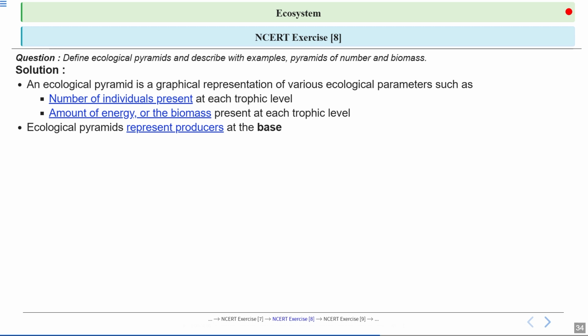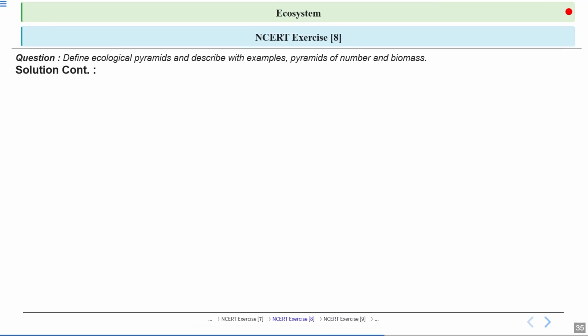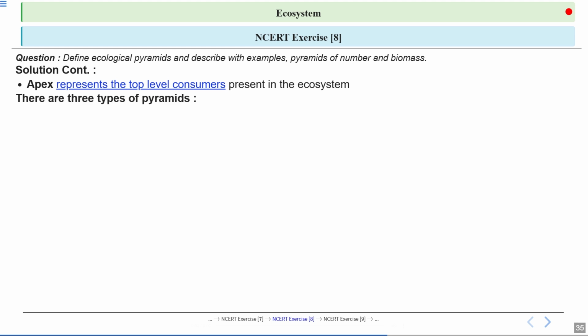Now each ecological pyramid represents producers at the base. Producers are always present at the base. Producers are the autotrophs such as plants and algae, and phytoplankton in the case of aquatic ecosystems. The apex represents the top level consumers present in the ecosystem such as lions or eagles, which are at the highest position in the ecosystem hierarchy. There are 3 types of pyramid: pyramid of number, pyramid of energy, and pyramid of biomass.